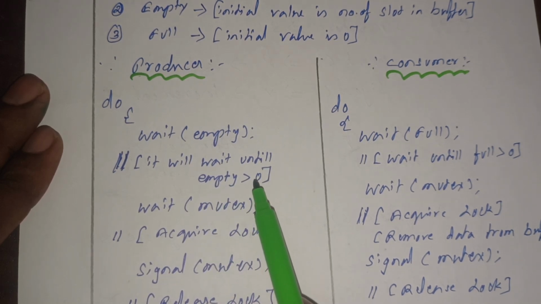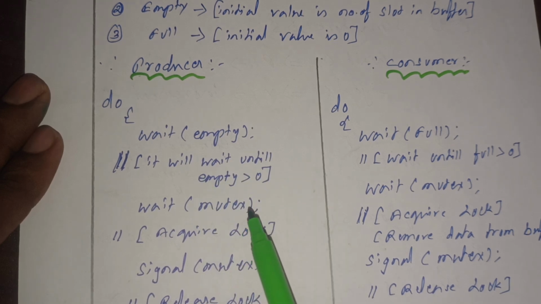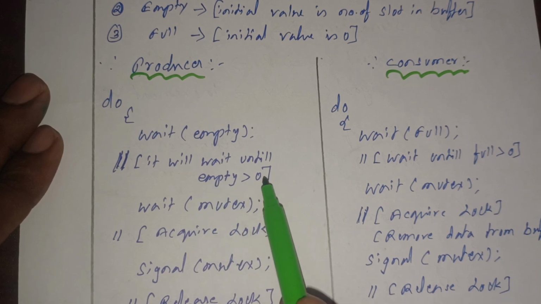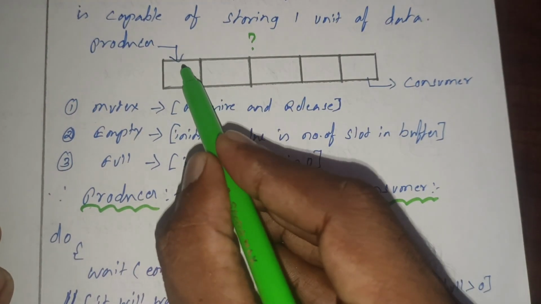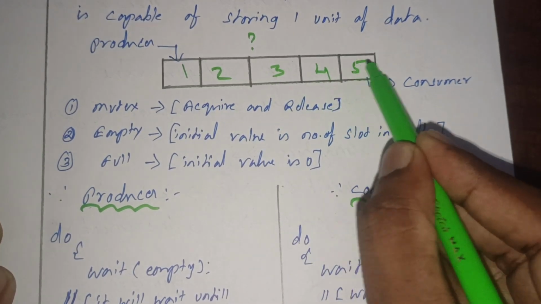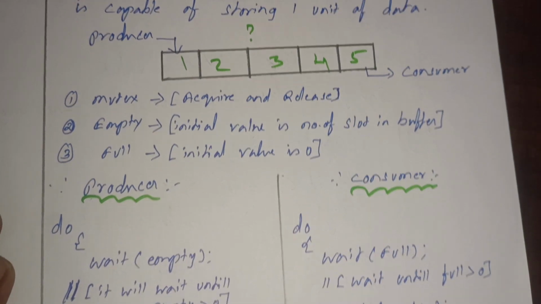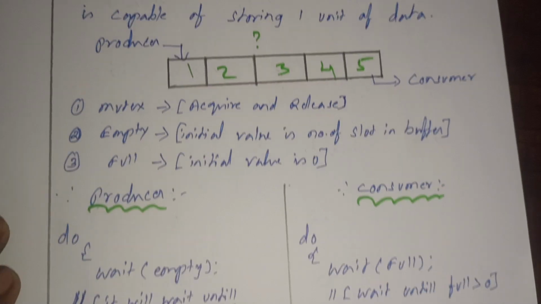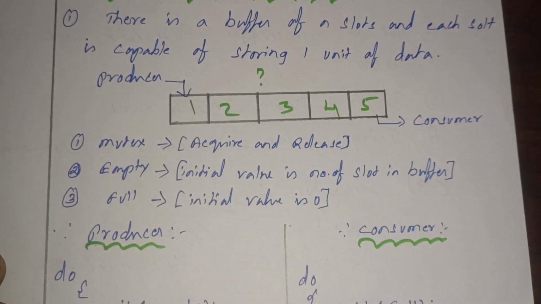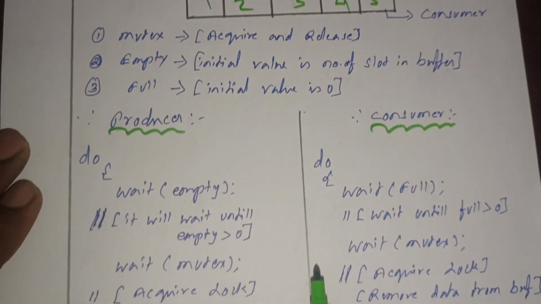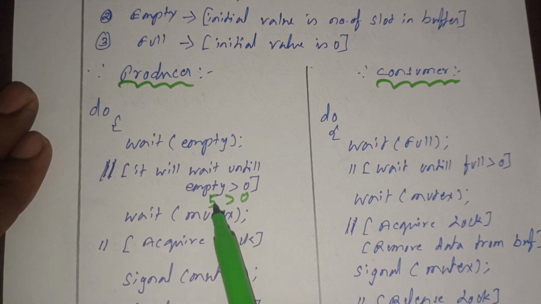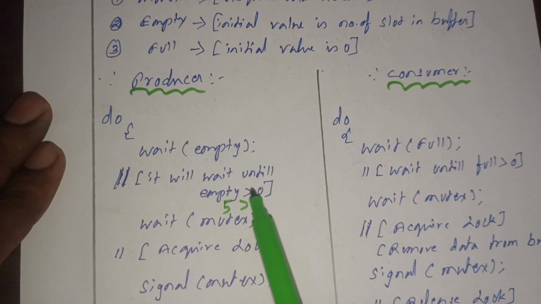If empty is 0, that means all the slots have been filled, so the producer cannot produce. Empty is greater than 0 in the sense, say for example, assume that there are 5 slots, 1 2 3 4 and 5. Now I am going to check: if empty is 0, no slots are empty. If empty is 5, which is greater than 0, how many slots are empty? 5 slots are empty. So it will wait until empty is greater than 0.